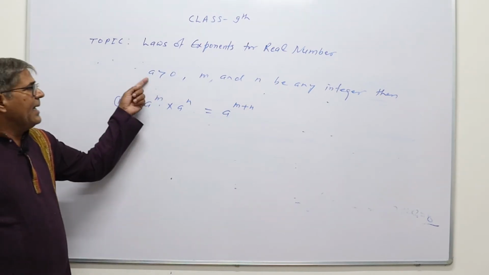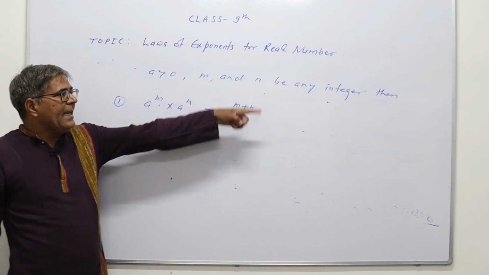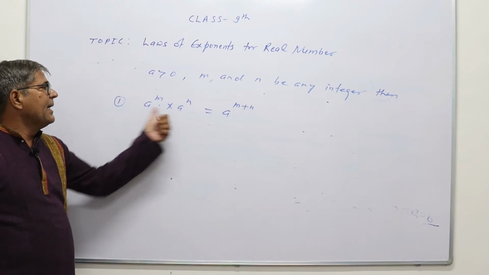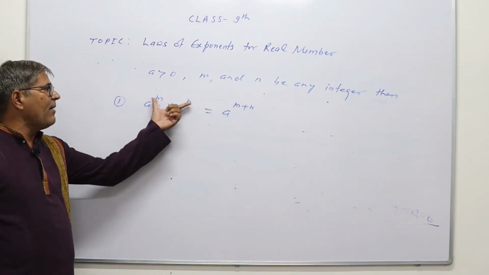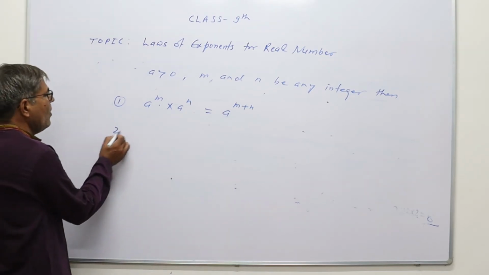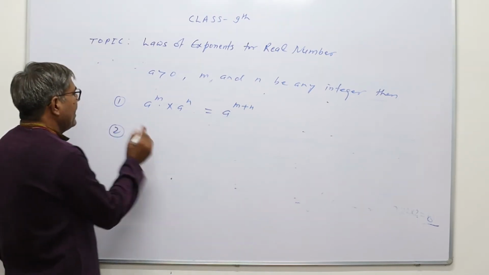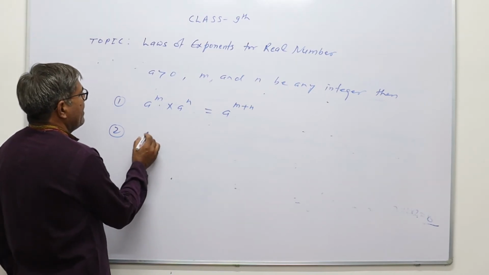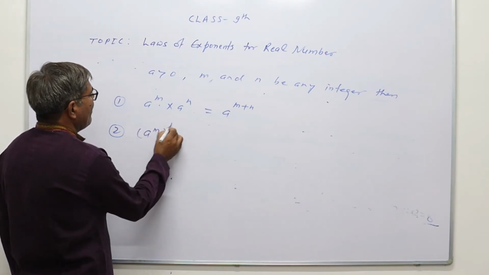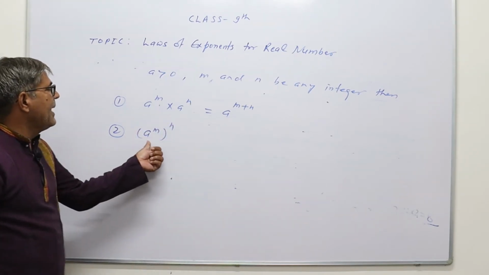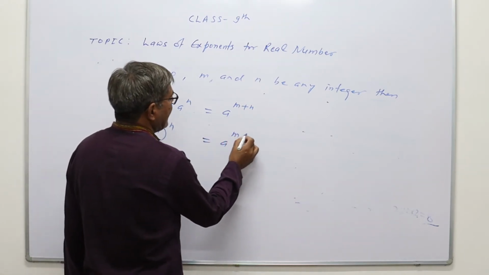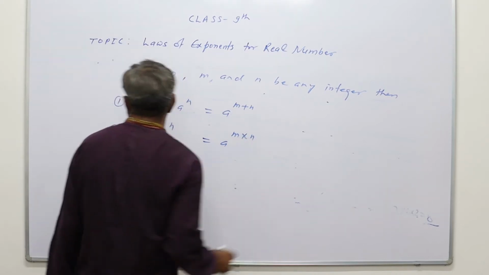See, a be any real number, m and n be any integers, then a raised to the power m into a raised to the power n. That is, bases are the same and powers are different, then powers will be added. Second law: let us suppose a power m whole power n, when base is the same and power on power, then powers will be multiplied, that is a raised to the power m into n.